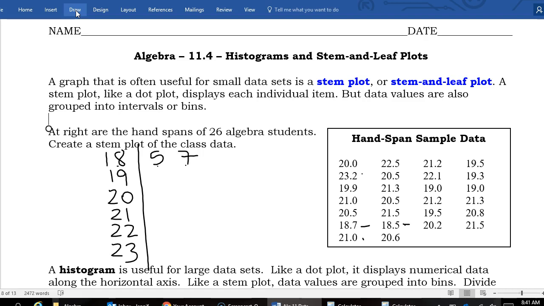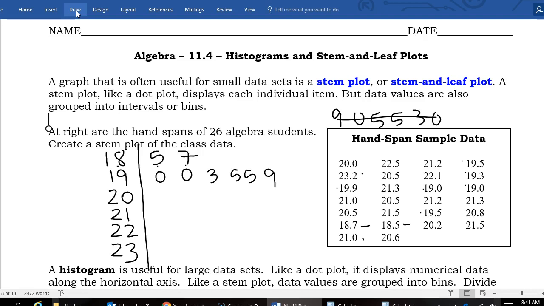Now, ideally, you want these numbers to go lowest to highest. That's why I wrote the 5 first and then the 7. So all my 19s, I see 19.9. I think I'm going to write these here so that I can organize them a little easier. 19.9, 19.0, 19.5, 19.5, 19.3, 19.0, and that's all of my 19s. So I see two zeros, a 3, two 5s, and a 9.